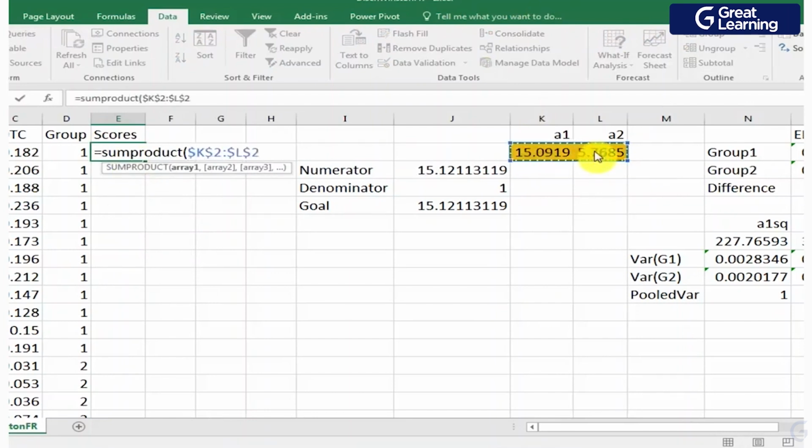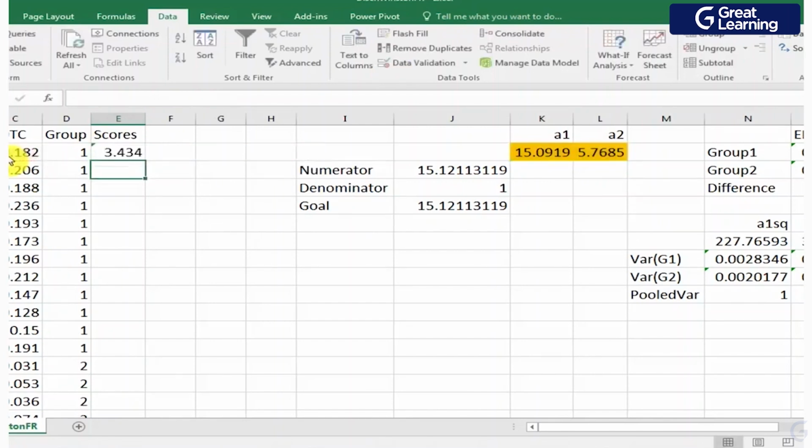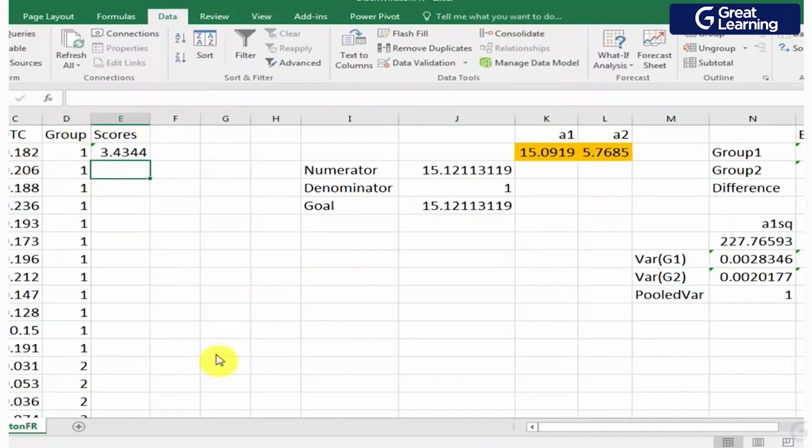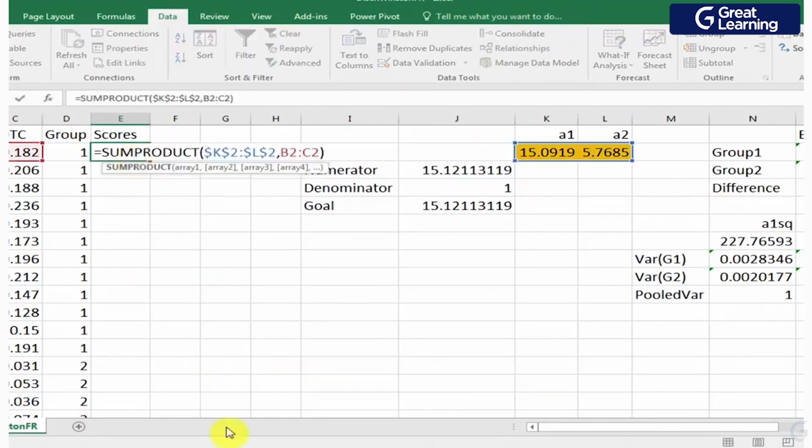So, equal to sumproduct, lock it $K$2, $L$2, comma, the first record, tab. The first discriminant score. Are you with me? 3.434 something. Hello, are you getting it? I'll double click and show you.